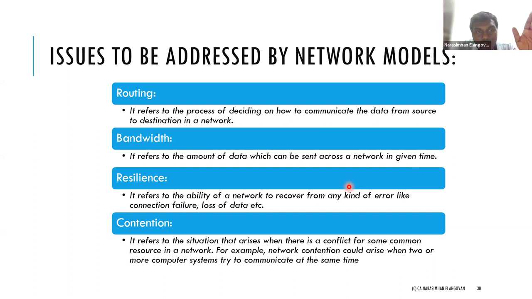Now, what is the examination question? Again, I go back to examination questions. They could ask you, which of the following refers to the amount of data that can be sent across the network? Routing, bandwidth, resilience, contention. Which of the following is a situation where there is a conflict for a common resource? And the answer is contention. So all of those are areas which a network model has to address.